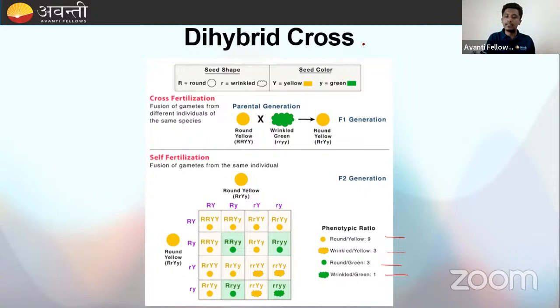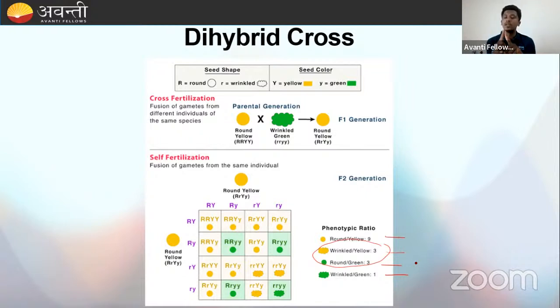Before we understand this law, why are we talking about this? If you look at these two conditions, wrinkled and yellow, and round and green, wrinkled is a recessive character and yellow is a dominant character, right? These are two different characters. One is a shape, the other is a color, one recessive and one dominant, of different nature. When they are together, they segregated independently. It did not say, hey, I am a round shape, you are a green, you are not supposed to come and mix with me. That didn't happen.